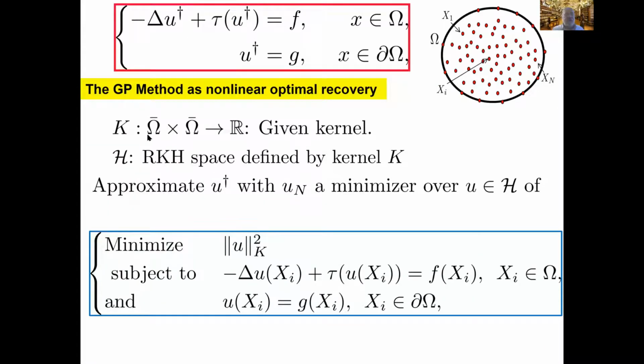Therefore, given a kernel k defined on the closure of the domain omega, the proposed approach can be summarized as approximating the solution u dagger of the PDE with a function un, where n stands for the number of collocation points, minimizing the following nonlinear optimal recovery problem, in which the quantity to be minimized is the RKHS norm of the function u defined by the kernel k, and the constraints are requiring u to satisfy the PDE at a finite number of collocation points xi.